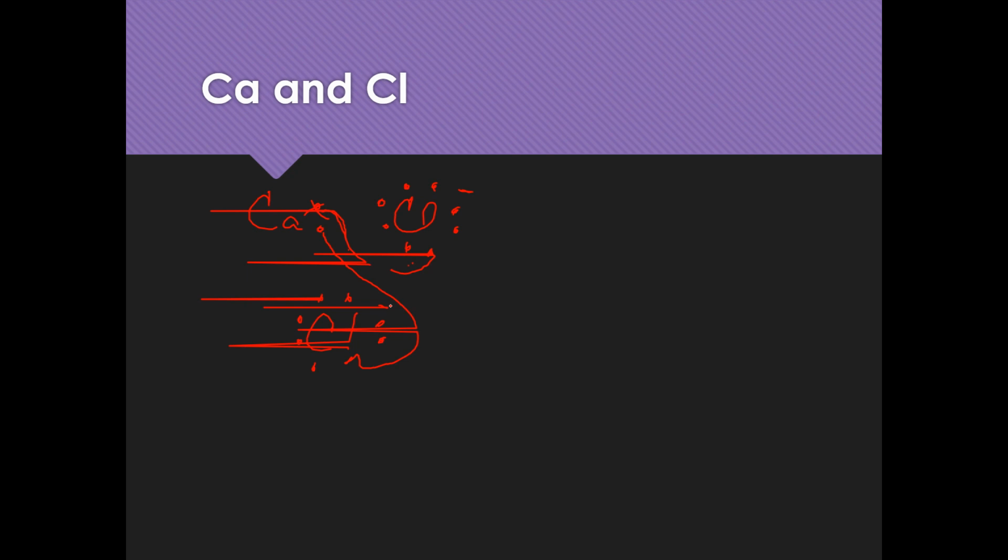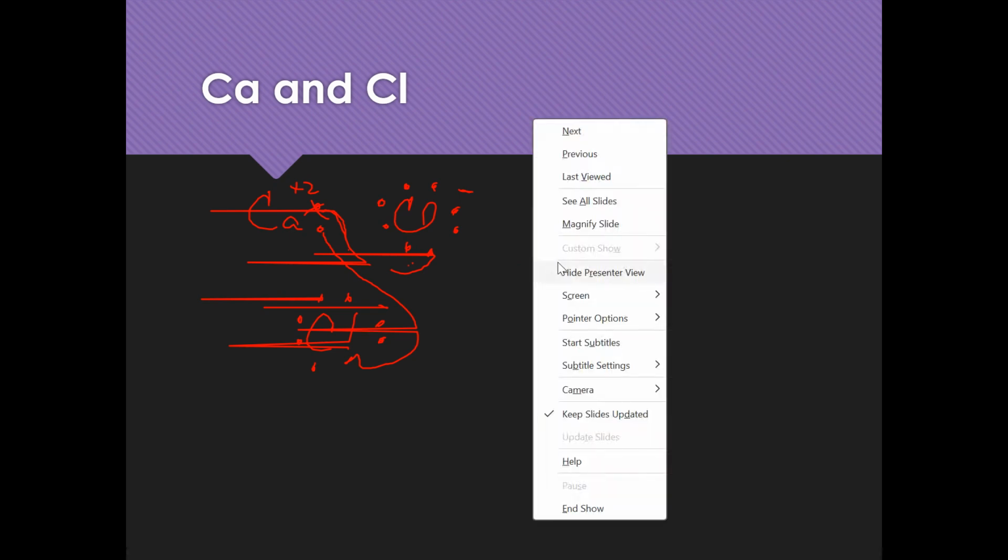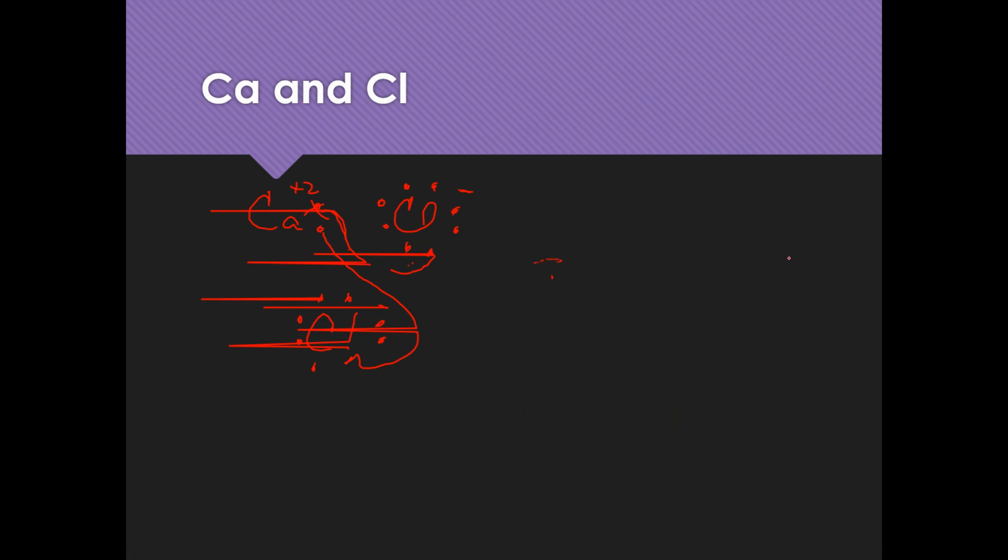And then calcium lost 2 electrons, so it becomes calcium with a +2 charge. So ultimately, we take calcium with a +2 charge, and chlorine, the -1 charge, but it took 2 of them. That compound is calcium chloride.